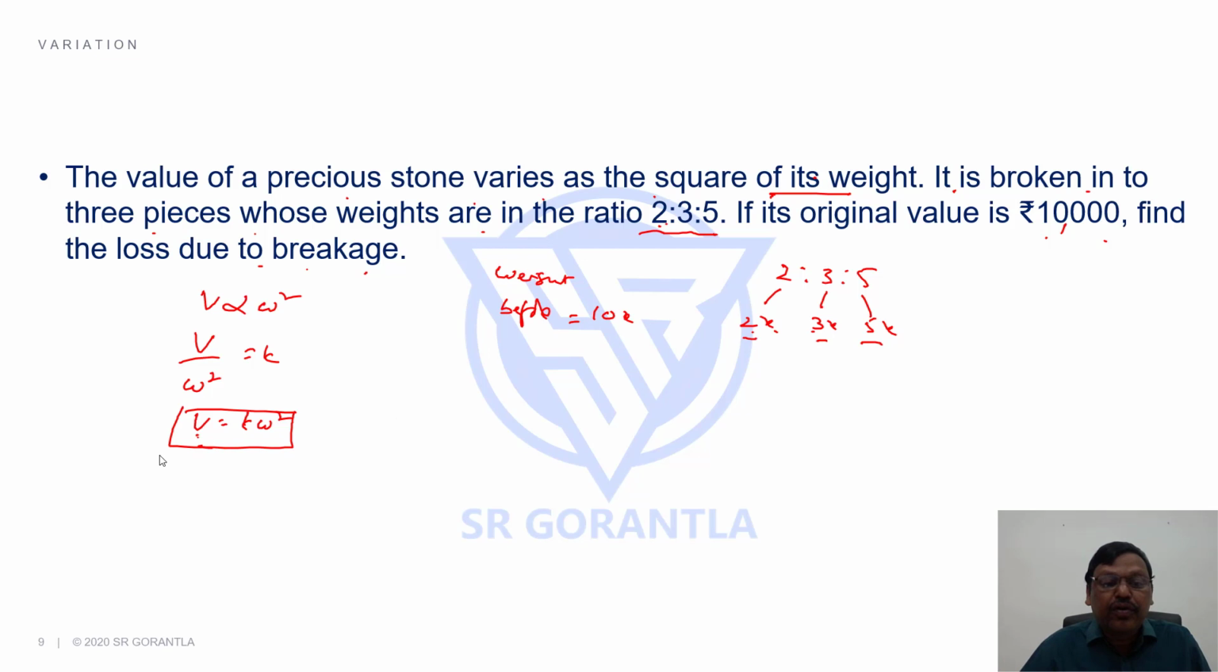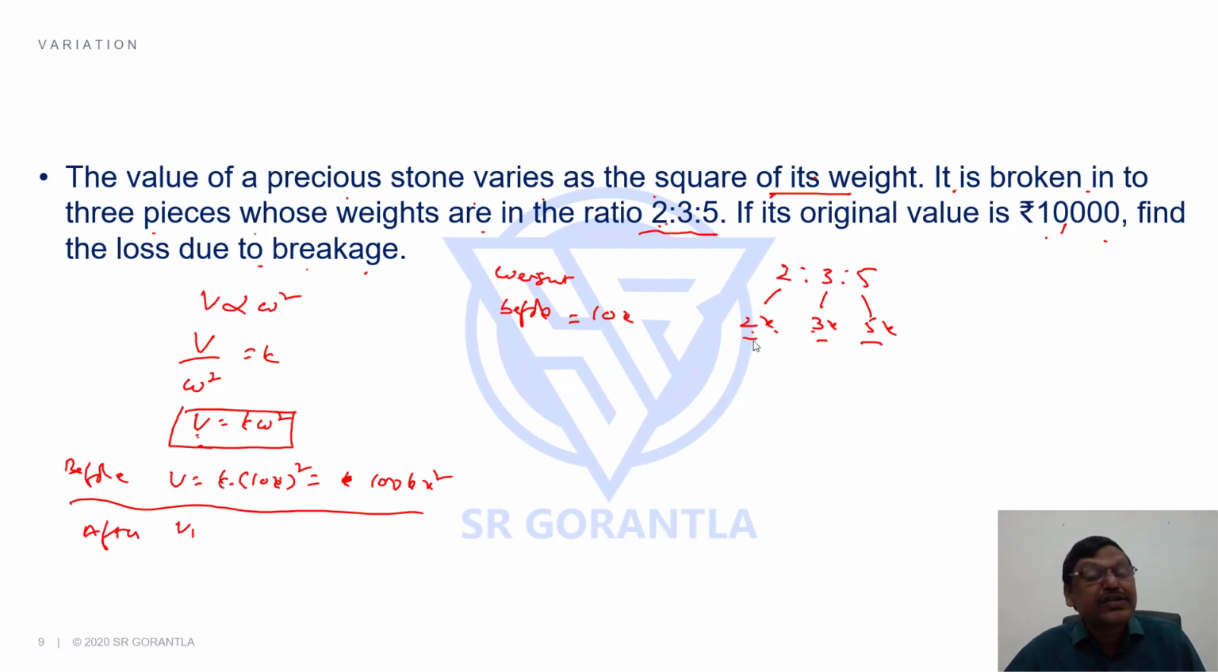So the value before it is broken: the value is k into w square. W is 10x. 10x whole square will be 100x square into k. It is 100kx square. This is the value before it is broken. The value of the pieces after it is broken: we have to take the first piece's value. Its weight is 2x, so the value will be k into w square, k into 2x whole square, 4kx square.